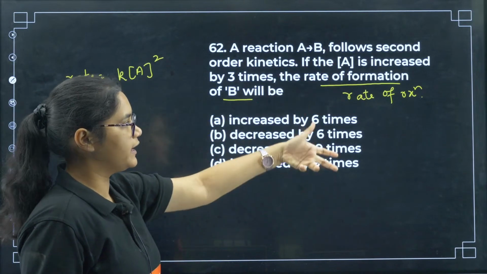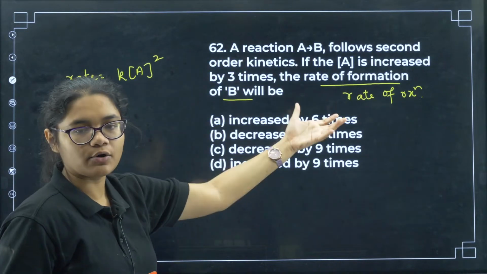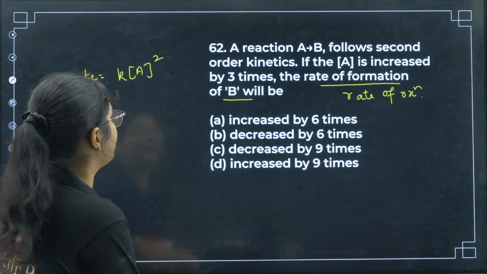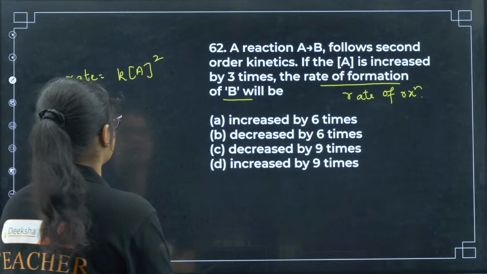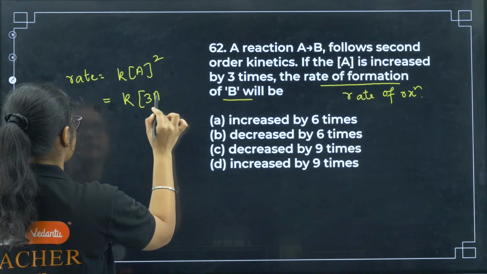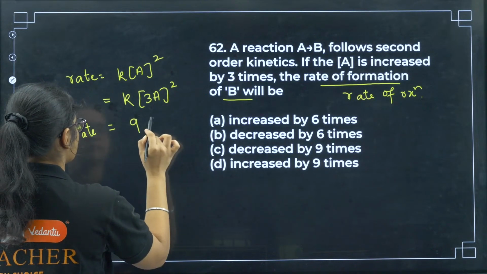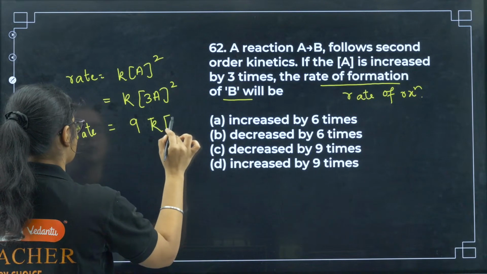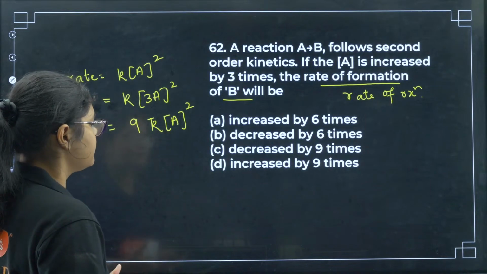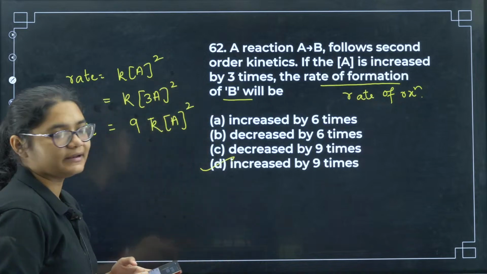We know that the rate of a reaction is either the change in concentration of the reactant or the change in the concentration of the product by time. So I have the rate of formation of B. Now if A is increased by 3 times, how many times will the rate increase? So 9 times. So will the rate of formation increase or decrease? It will increase by 9 times.